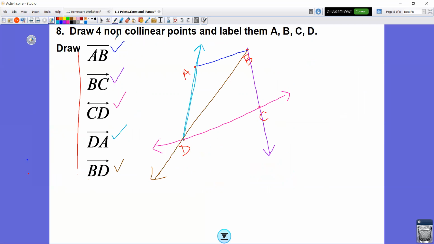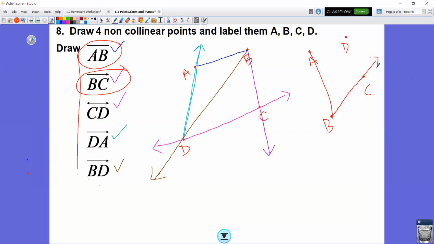For number 8, you want to draw 4 non-collinear points. So you have these 4 points, 1, 2, 3, 4, and then you want to make sure that you name them A, B, C, D. Then we go down the list here and make sure we draw the right image. This first one is a segment because of the notation above the letters. So it's just connecting those 2 dots. That's a straight line. This right here is a ray because it only has 1 arrow where the initial point is B.